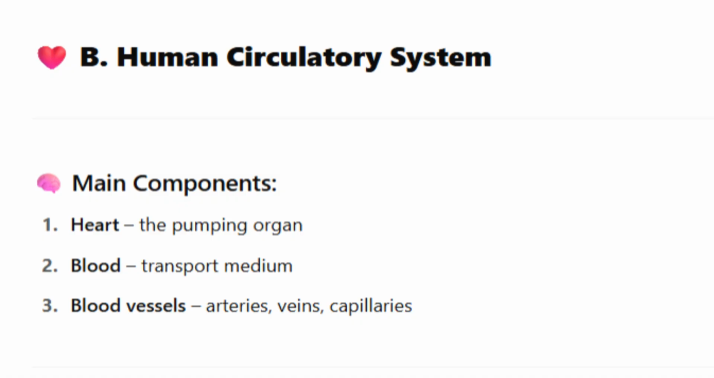B. Human circulatory system. Main components. Heart, the pumping organ. Blood, the transport medium. Blood vessels: arteries, veins, capillaries.